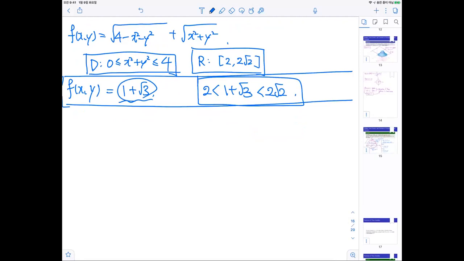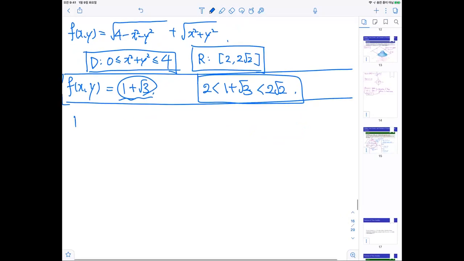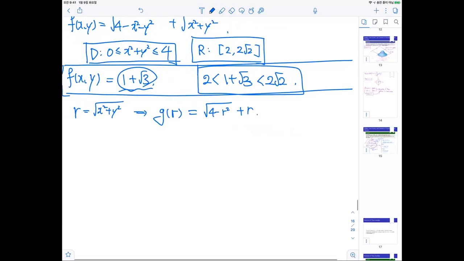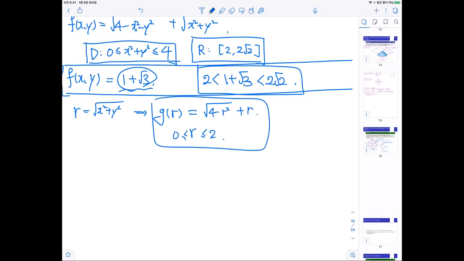Similarly, we substitute r as the square root of x squared plus y squared. Then we have g(r), which is the square root of 4 minus r squared plus r, where r is greater than or equal to 0 and less than or equal to 2. So we should find r which satisfies g(r) equal to 1 plus square root of 3.